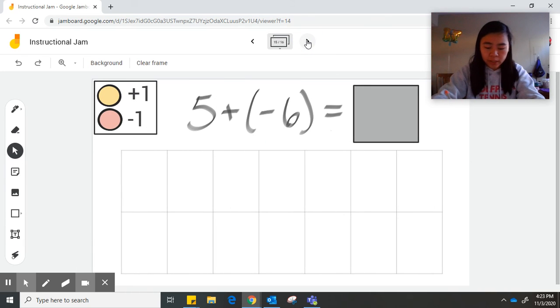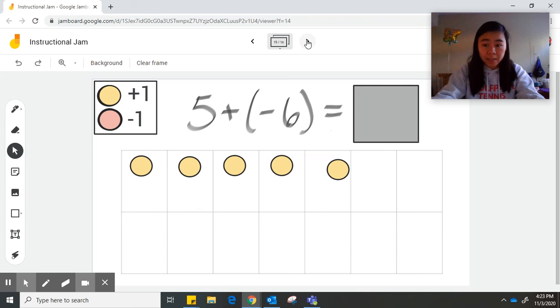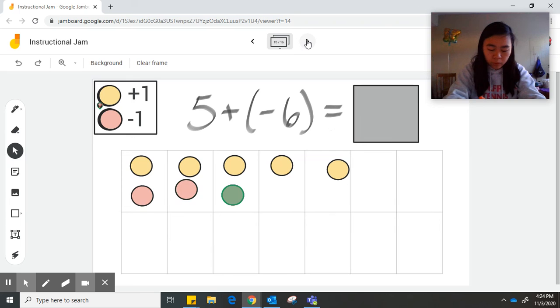Okay, looks like we've got 2 more examples. 5 plus a -6. Model our first number here. 5, +5. 1, 2, 3, 4, 5. And then we are adding a -6. So we're adding to our little chart here 6 negative counters. 1, 2, 3, 4, 5, 6.